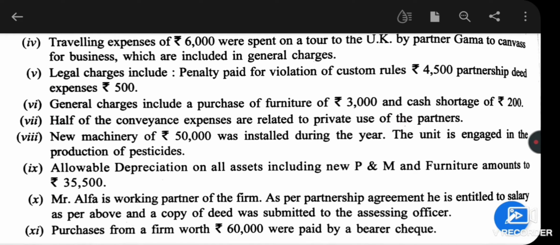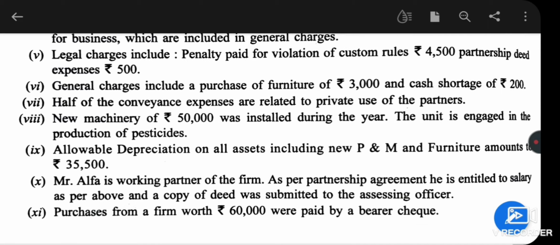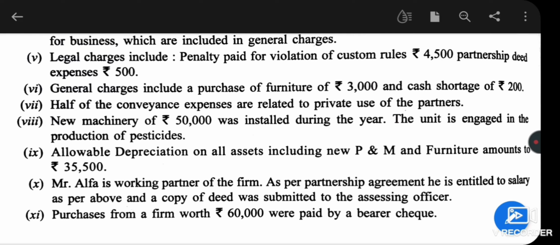And the next point is Mr. Alpha is the working partner of the firm, and as per partnership agreement, he is entitled to salary as per above, and a copy of the deed was submitted to the assessing officer. And the last point is purchases from a firm worth rupees 60,000 were paid by a bearer check.